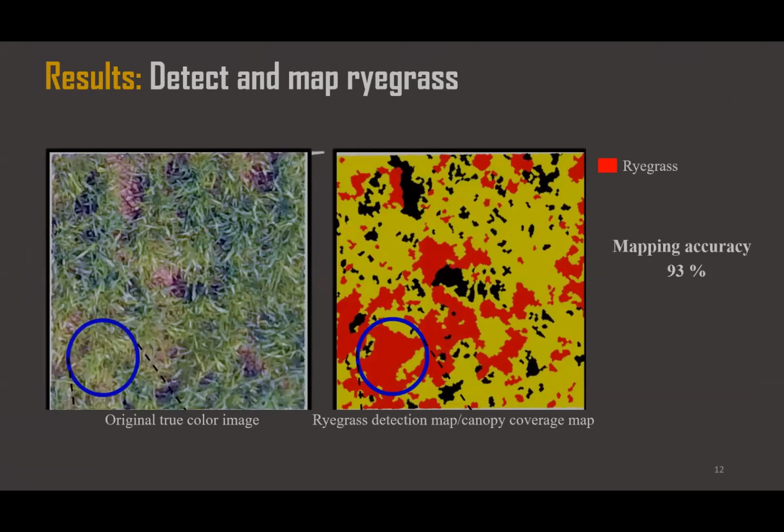Moving to the results from objective 1, which was to detect and map ryegrass, we can see on the screen the true color imagery on the left-hand side and the corresponding detection map on the right-hand side. The red color areas represent ryegrass, whereas the yellow color areas represent non-ryegrass vegetation. For mapping the ryegrass, we obtained an accuracy of 93%, which is pretty good.